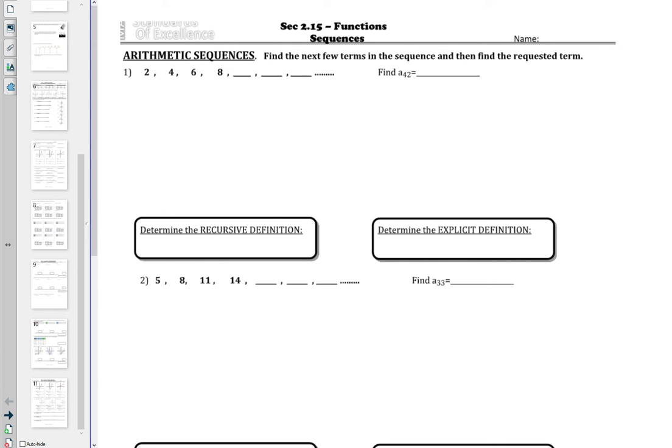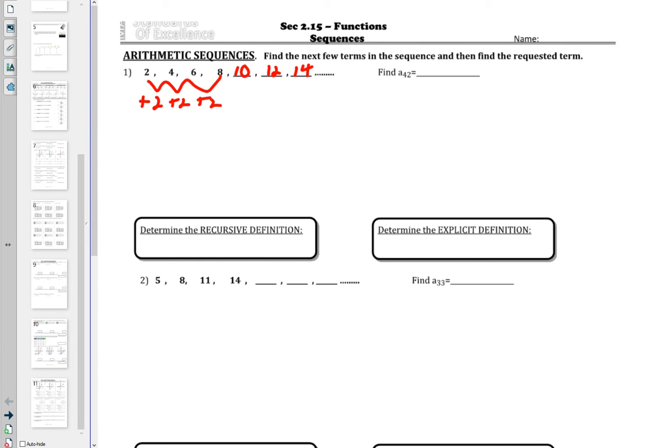Like a geometric sequence, an arithmetic sequence is a group of numbers. But unlike a geometric sequence, where those numbers have a common ratio, what relationship do the numbers in an arithmetic sequence have? A common difference, which means that to get from one number to the next, instead of multiplying or dividing, you're adding or subtracting. So if I look at this first one, clearly we're adding 2. And if I were to keep going, 10, 12, 14, and so on.